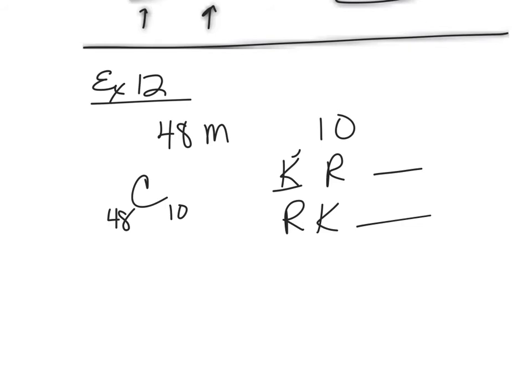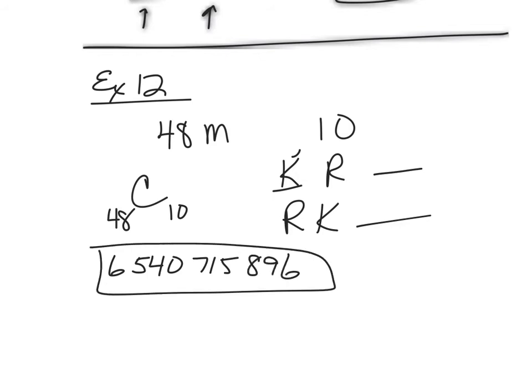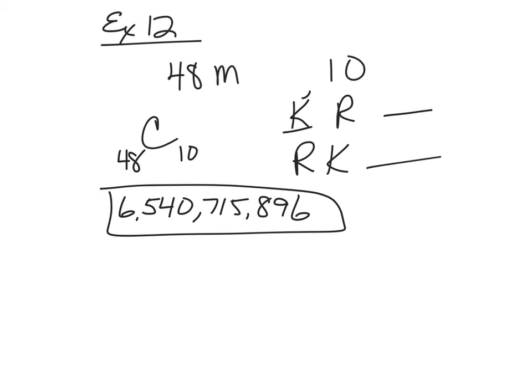And if you punch that in on your calculator, you only get 6,540,715,896. That's all. Good thing we didn't have to sit and list all those out with a tree diagram.